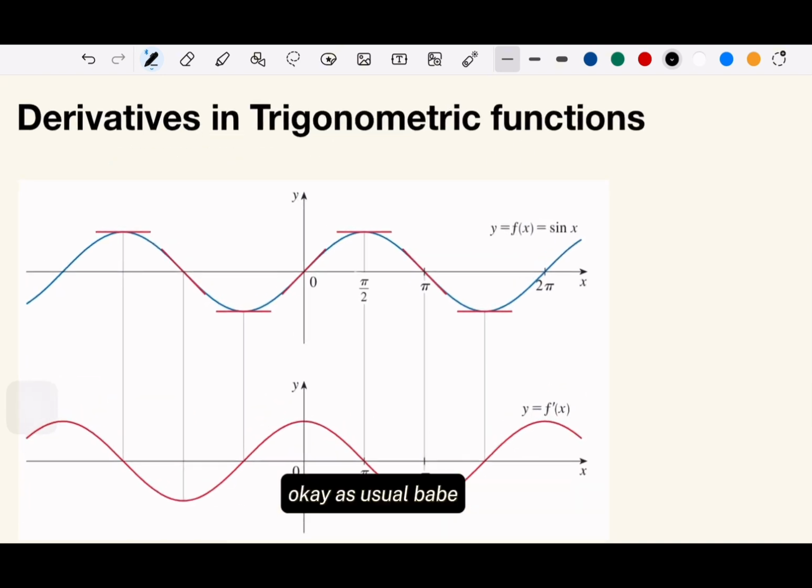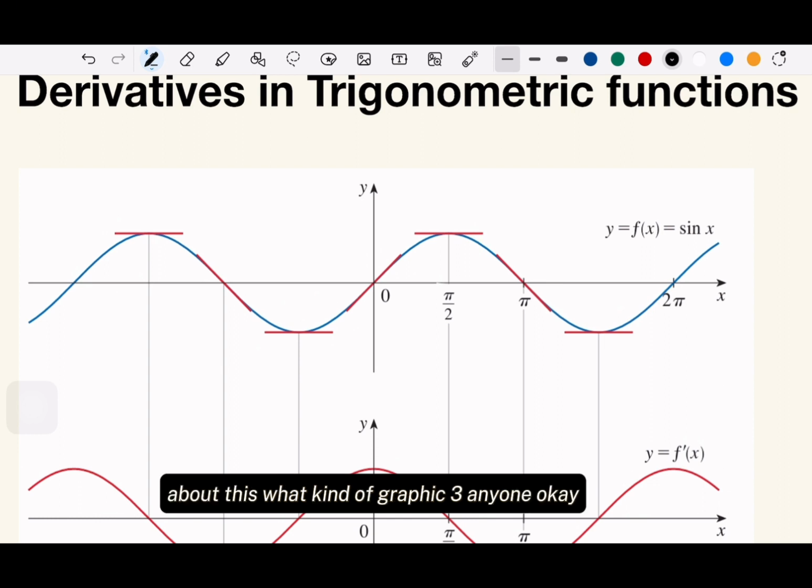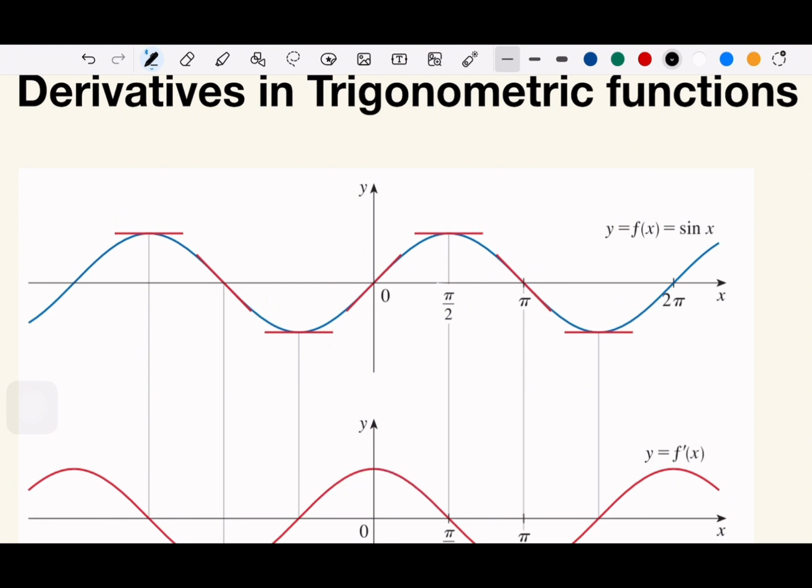Okay, as usual, this is just a regular graph of sine x. I hope you know how to draw this easily. Anyone still not get it? The sine x? Let me know. Okay, 1, 2. Who else? Not really sure about this? What kind of graph is this? 3. Anyone? No, I'm just asking about the sine x.